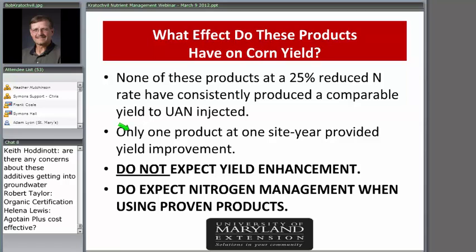Only one time with one product have we seen yield improvement. Do not expect yield enhancement with these products. They're not yield makers. They are nitrogen management products. That's how they should be used, and if you're going to use them, use proven products.